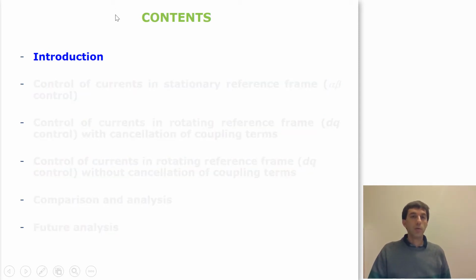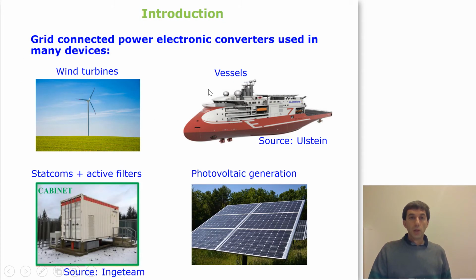Okay, so let's go now with the introduction. Grid-connected converters, power electronic converters, are used in many devices that we can find nowadays. Here I have made a compilation of some typical ones. First of all, wind turbines are characterized because they use power electronic converters, and these wind turbines could be onshore or offshore. In vessels or ship propulsion, we can also find power electronic converters, for instance, in order to create the internal grid for supplying the different loads and some other applications within the vessels.